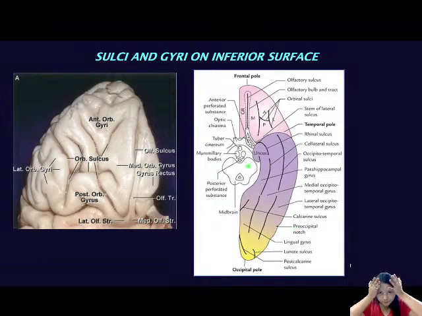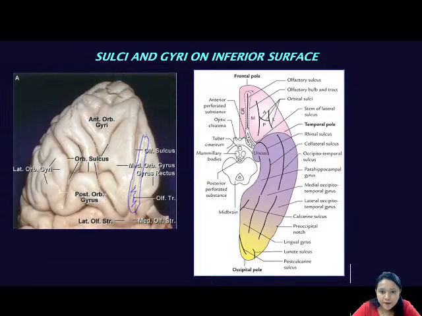Now as I told you, if you remove the brain and see it from the inferior part, then you have an anterior orbital part and a posterior tentorial part. Now what are the gyri and the sulci in the orbital part? So let us start. You have the olfactory bulb. Let me show you here. The one I am drawing in blue color is the olfactory bulb. Just see here, the olfactory bulb.